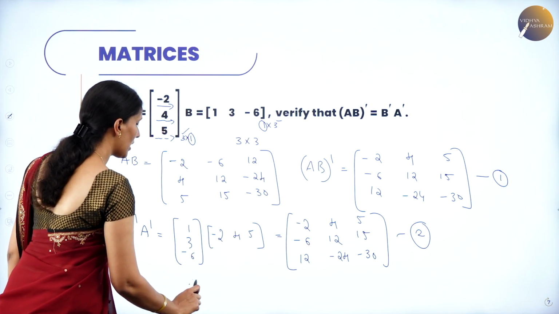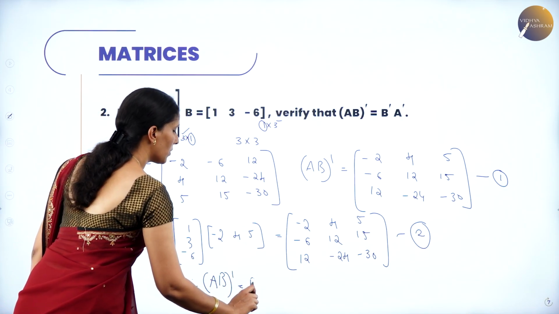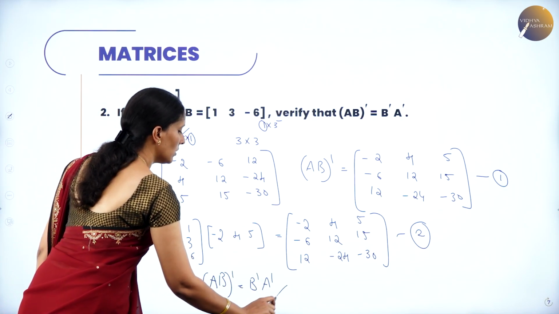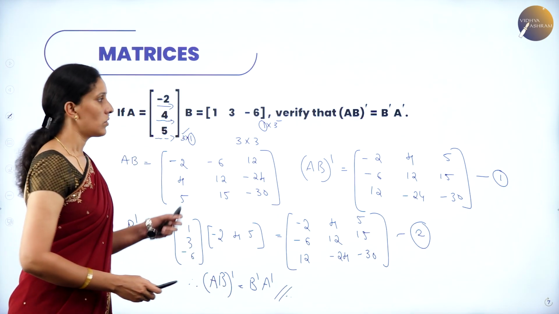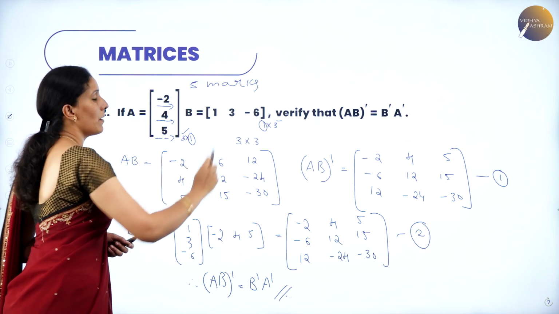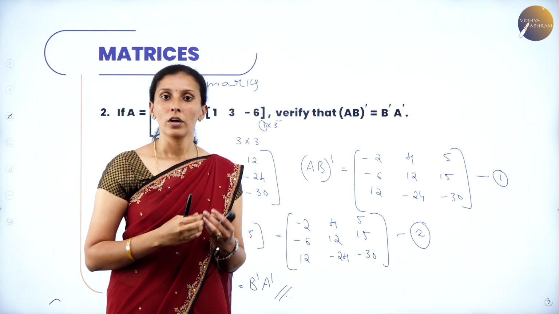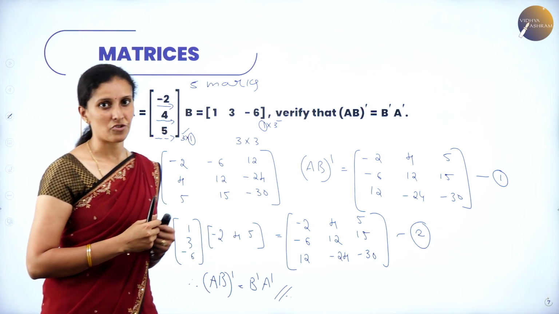So therefore what I can conclude, (AB) whole transpose is equal to B transpose into A transpose. So this is again an important 5-mark question which can be asked for your examination. Very simple when you know how to multiply these matrices.